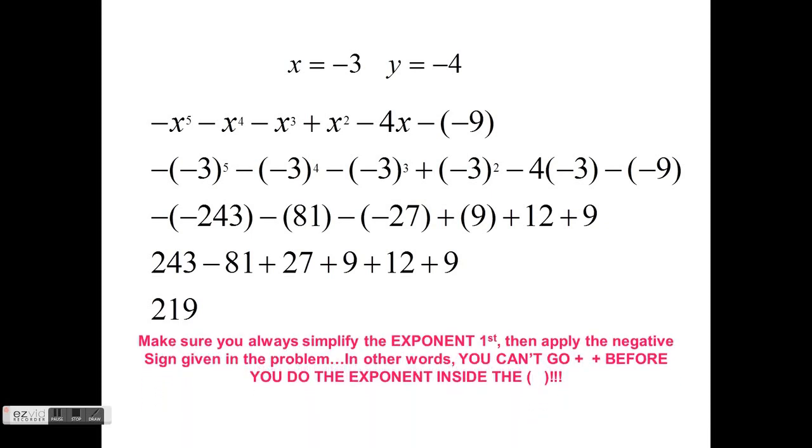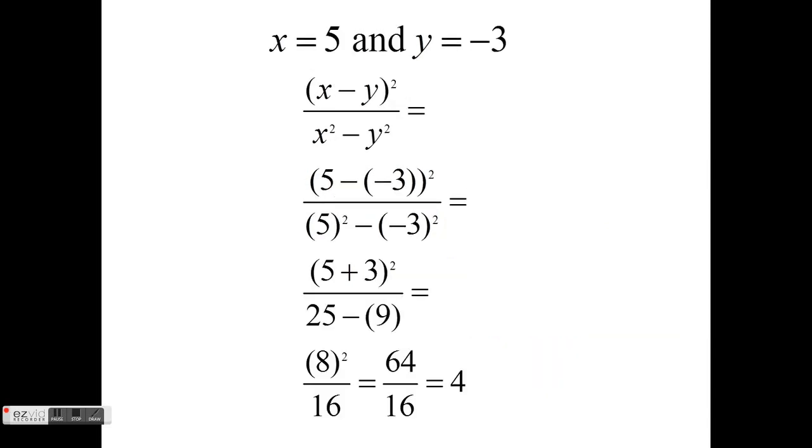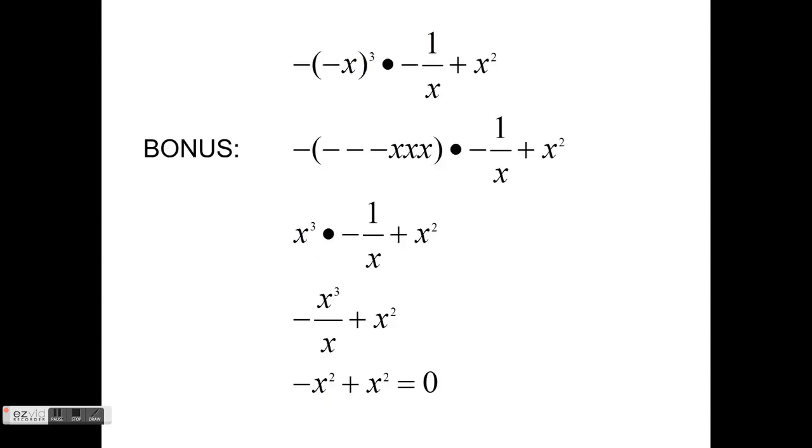And that's what I've typed in here. Make sure you always simplify the exponent first. You can never go plus plus if there's an exponent on the outside. You have to do the exponent first and then zap. This was the one that was a fraction. It really does matter to put it in parentheses.